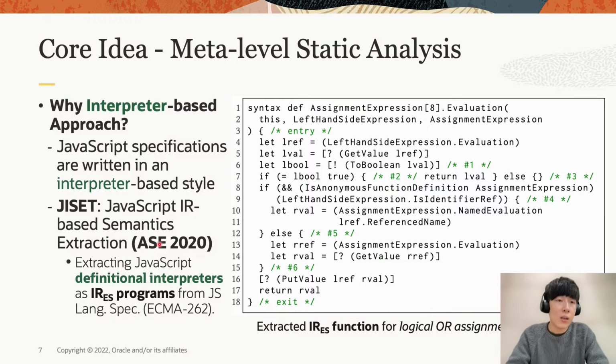And in ASE 2020, we leveraged this writing style and presented a tool named JISET, which automatically extracts JavaScript definitional interpreters from given language specifications. The extracted definitional interpreter was written in an intermediate representation called IR_ES. So this IR_ES function is automatically extracted from the previous abstract algorithm via JISET.